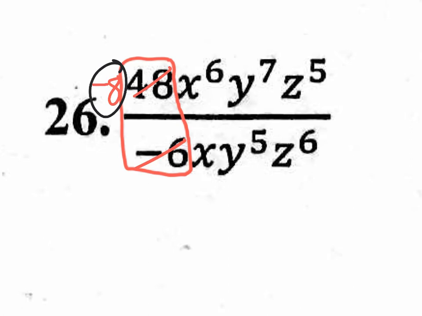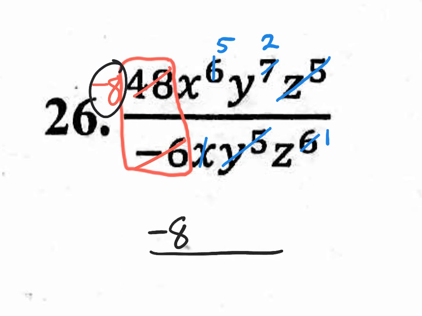Then I go to my x's. I have 1x on the bottom that cancels with 1 of these, so I'll have 5 left over up on top. And then I'm going to go to the y's. I have 5 y's on the bottom. All 5 y's cancel out with 5 of the 7, and I'll have 2 left over. And then on the z's, I have 5 z's up on top that completely cancel with 5 of the 6, so I'll have 1 left over on the bottom. So let's write our answer. We have a fraction. We have negative 8, we said, up on top. We have x to the 5th up on top. We have y to the 2nd up on top. And on the bottom, everything canceled except for the z to the 1. So I'm just going to put z down here.